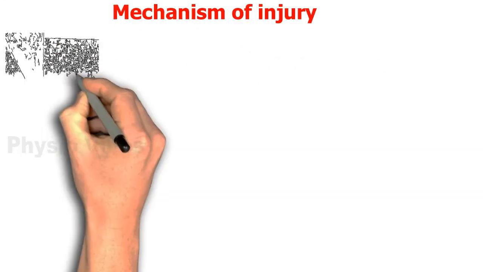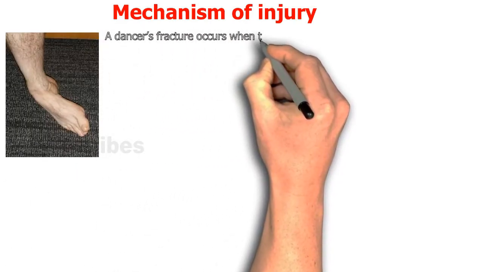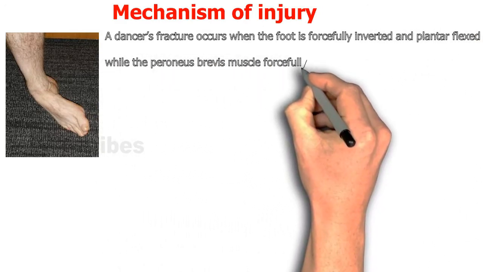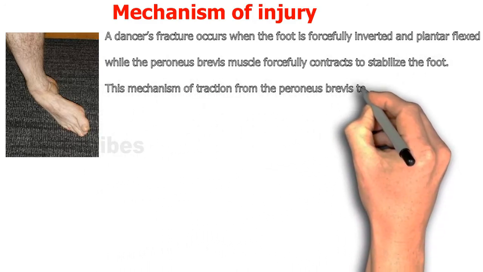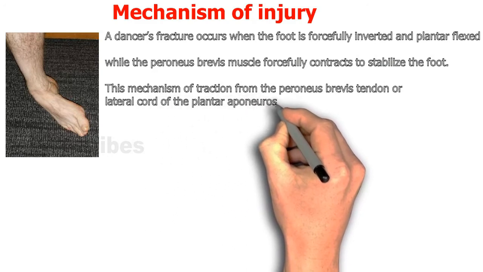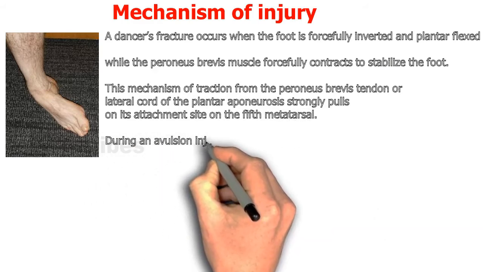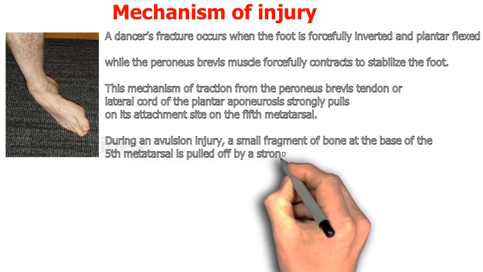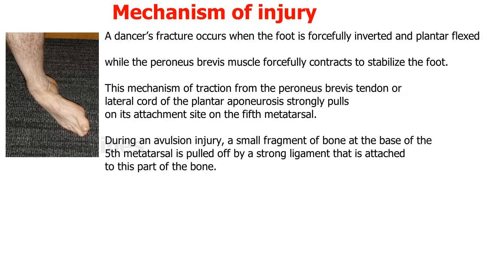Mechanism of injury. A dancer's fracture occurs when the foot is forcefully inverted and plantar flexed, while the peroneus brevis muscle forcefully contracts to stabilize the foot. This mechanism of traction from the peroneus brevis tendon or lateral cord of the plantar aponeurosis strongly pulls on its attachment site on the fifth metatarsal. During an avulsion injury, a small fragment of bone at the base of the fifth metatarsal is pulled off by a strong ligament that is attached to this part of the bone.